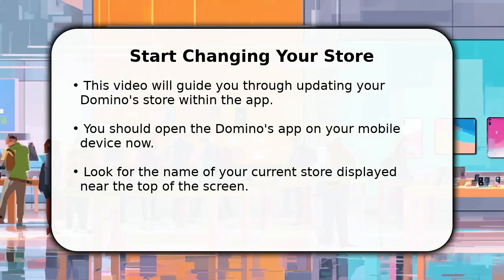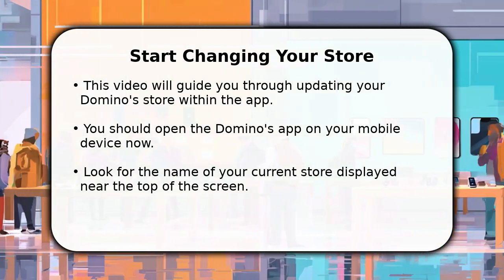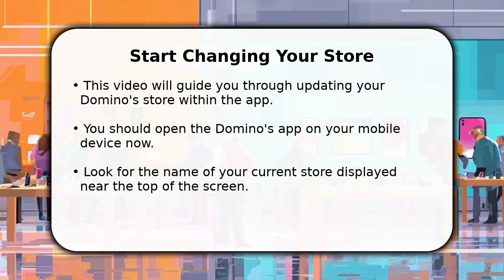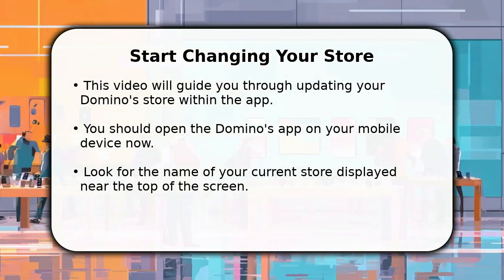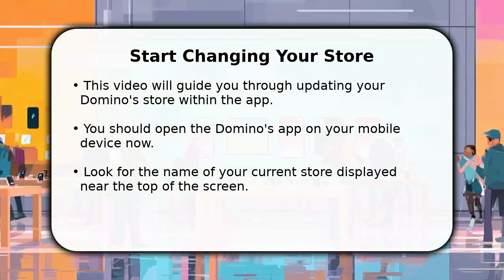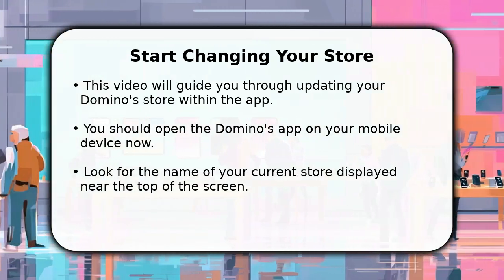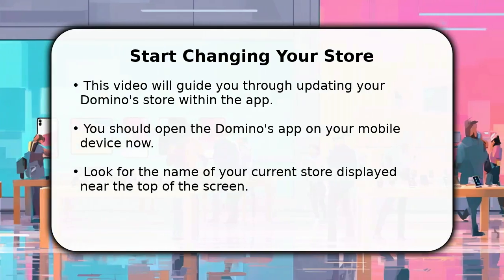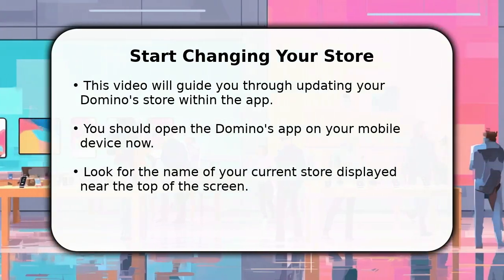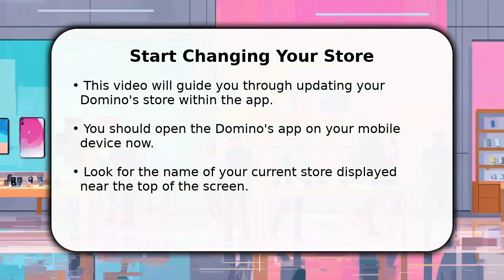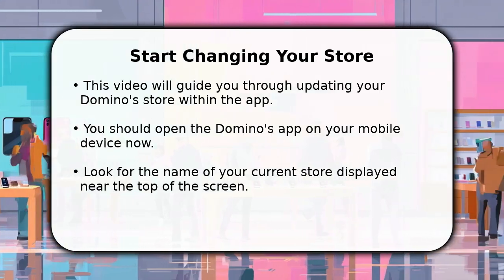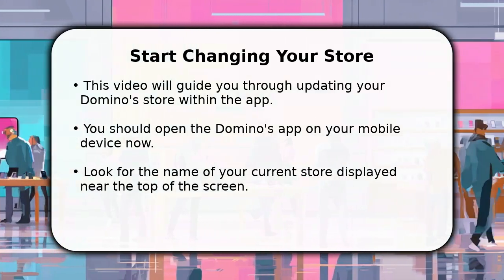In this video, I will show you how to change your Domino's store on the app. First, ensure you have the Domino's app open on your mobile device. You will typically see your currently selected store's name, often at the top of the screen. This is where we will begin our process to pick a different location. It is a very straightforward step. Let us make sure you are ready to find your perfect pizza place.